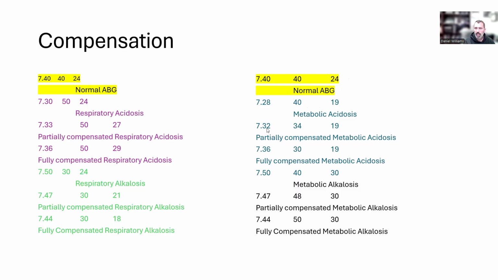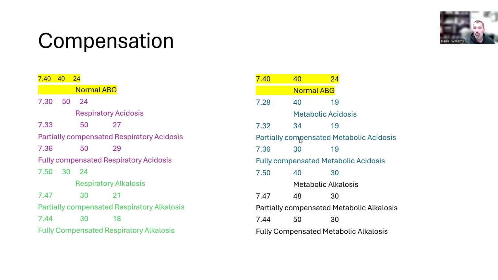So if we look at the next blood gas down, 7.32, PaCO2 of 34, and bicarb of 19, still a metabolic acidosis, but now the PaCO2 has moved in the direction to begin bringing that pH up. The bicarb is low, so the PaCO2 now has to go down, with the inverse relationship of CO2 and pH. CO2 goes down if you hope to help start bringing the pH back up.